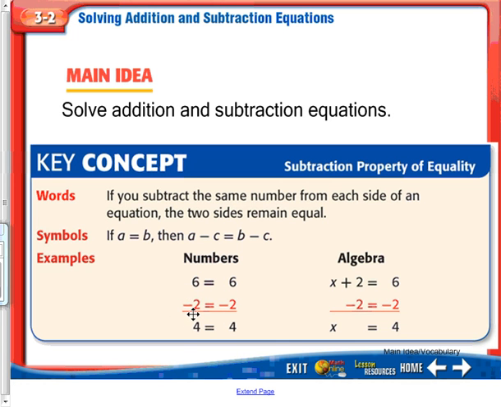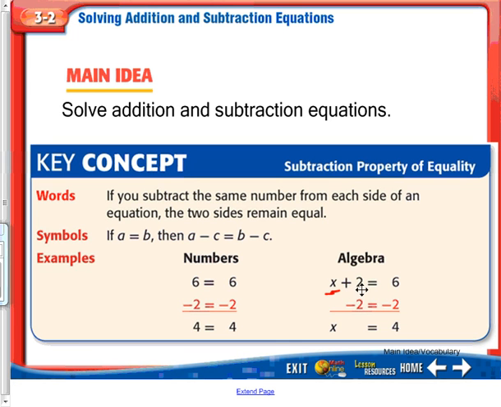So what that tells us is as long as we do one thing to one side of the equation, we have to do it to the other, and our sentence will remain true. So looking over here at an algebra problem, we have a variable x plus 2 equal to 6. Our goal here is to get our x by itself.